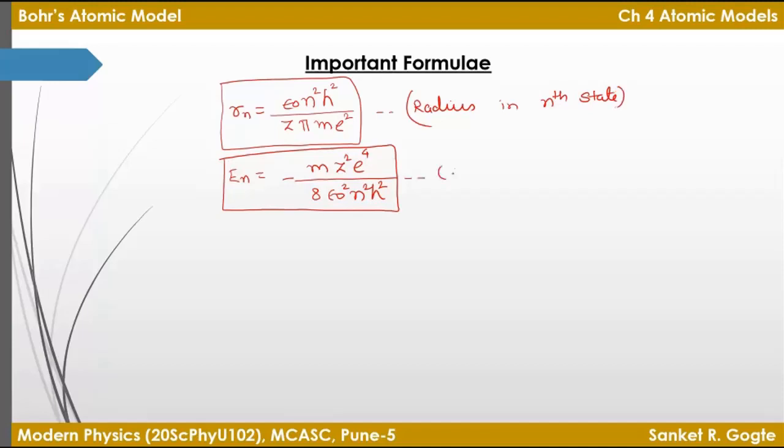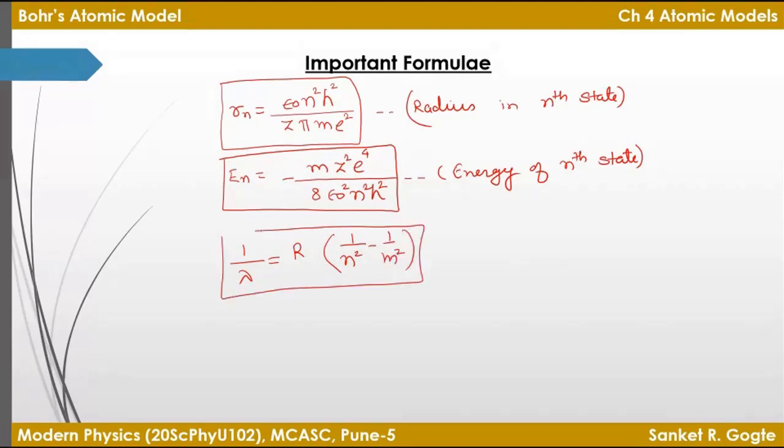This is the energy of an electron in the nth state, or let me drop that term. It is given now: energy of an atom in the nth state, as long as it is a hydrogen atom. Then we derived, by using the third postulate, the relationship for spectral lines. It is R into 1 by N square minus 1 by M square, where En is greater than Em.